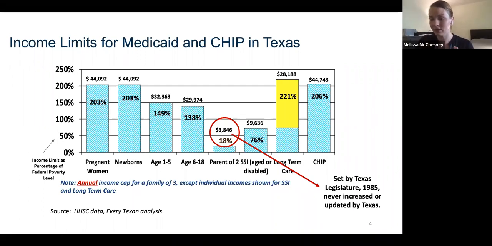if anybody's been doing this for a long time, there used to be a program called Aid to Families with Dependent Children, AFDC. That changed with welfare reform in the 90s. After that, those programs became TANF and Medicaid for parents and caretakers. But this old limit was tied to that old program, and it was set by the legislature in 1985 and has not been updated since. So it's actually a dollar amount that we then convert into an FPL limit, again, just so you can compare across programs.